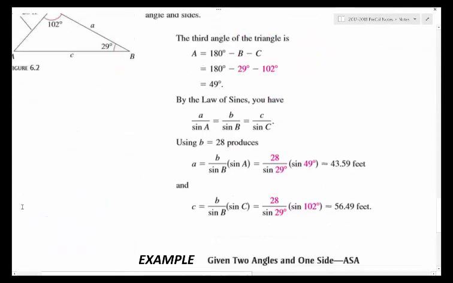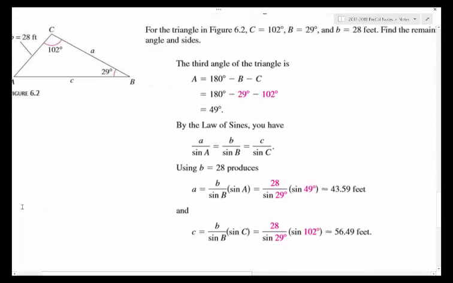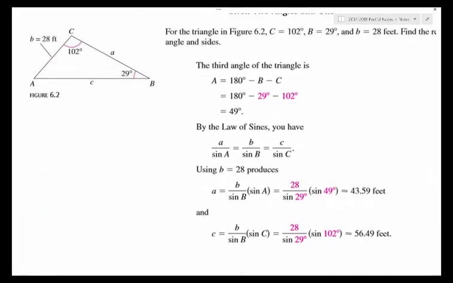So in our first example, let's say I have this triangle, and they tell me that angle C is 102 degrees, angle B is 29 degrees, and side b is 28 feet. And I want to find the missing angles and sides. Well, the third angle is pretty easy, because all the angles of a triangle, no matter what kind of triangle it is, have to add up to exactly 180. So 180 minus 102 minus 29 is 49 degrees. So I have all three angles.